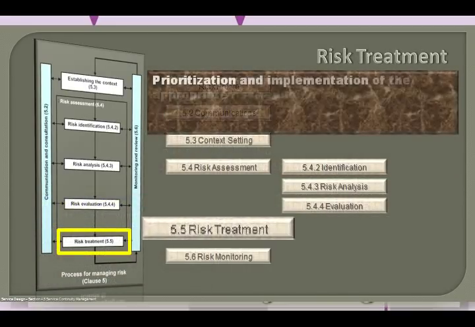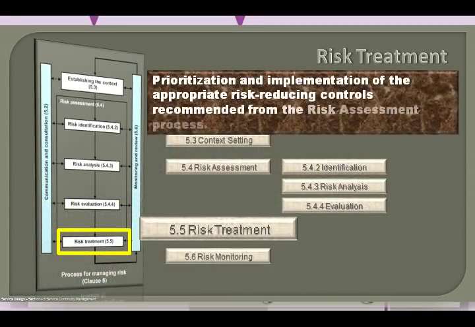Risk treatment involves the prioritizing, evaluating, and implementing of the appropriate risk-reducing controls recommended from the risk assessment process. Because the elimination of all risks is usually impractical or close to impossible, it is the responsibility of senior management and functional and business managers to use the most appropriate controls to decrease mission risk to an acceptable level, with minimal adverse impacts on the organization's resources and mission.